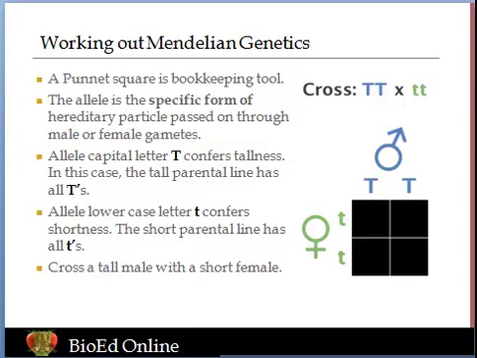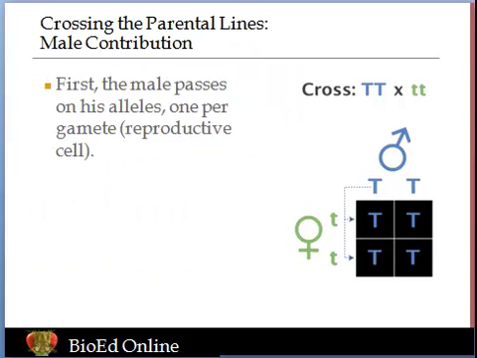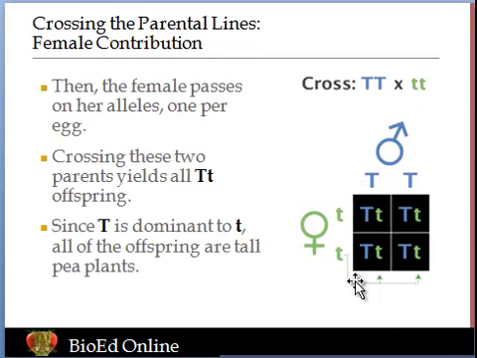By putting one T in each sperm, the alleles are following Mendel's first law of inheritance, called the law of segregation. The two alleles that made the male tall are now segregating to produce reproductive gametes that can combine with contributions from the female to form the next generation. And the same is true for the females. You see here that each male passes on his alleles, one per gamete, to the reproductive cell. And then the female is going to pass on one allele, one per egg.